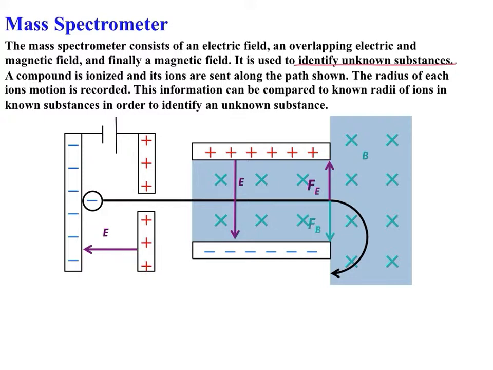Again, a compound is ionized, and its ions are sent through the path as shown. The radius of each ion motion is recorded. This information can be compared to known radii of ions in known substances in order to identify the unknown substance.